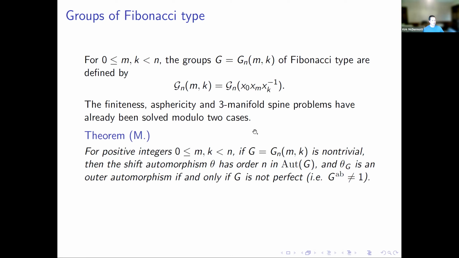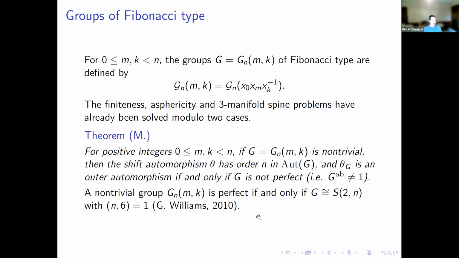So I've been studying the shift dynamics of these groups, and what I found is that the shift has order n in all cases, and it's an outer automorphism if and only if the group's not perfect. So the abelianization is non-trivial. And as the perfect groups were identified, Gerald Williams in 2010 identified them as perfect if and only if you're one of those spherical groups where n and 6 are relatively high. In all other cases, the shift's an outer automorphism.